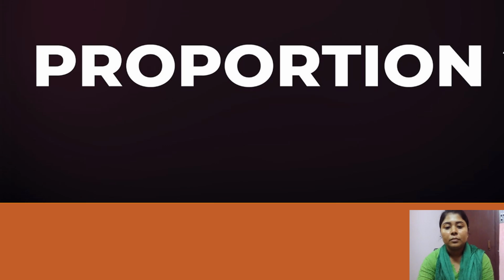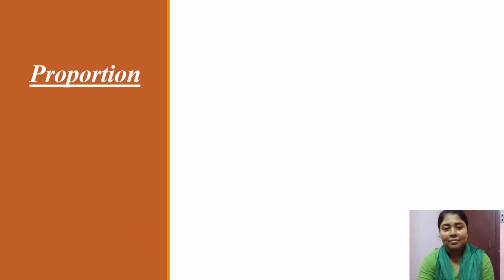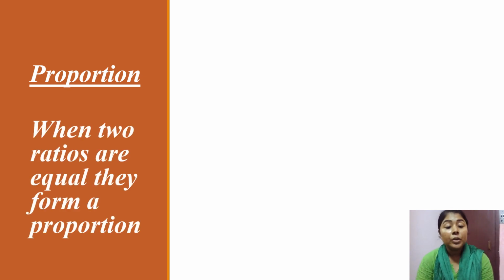Proportion. What is proportion? Here I have one definition for proportion: when two ratios are equal, they form a proportion. It's a very simple and easy definition. What I mention here is that we have to compare any two ratios. If both the ratios are equal, then we can say both the ratios are in proportion.